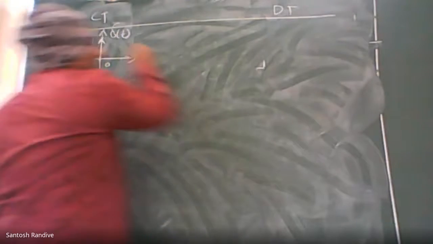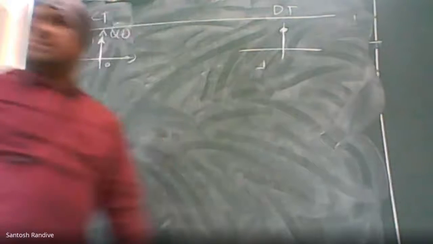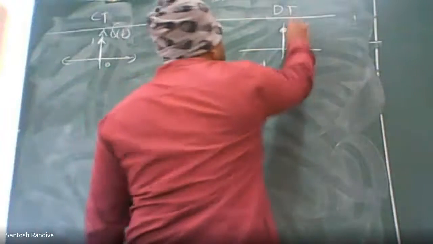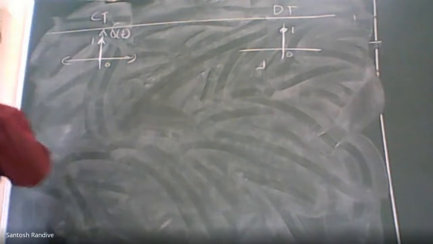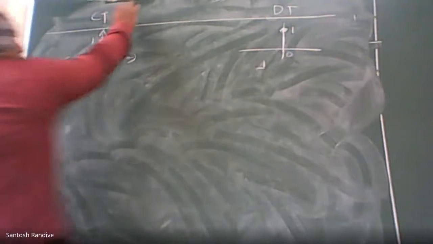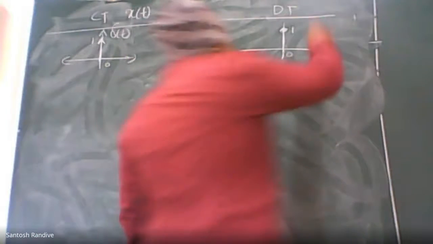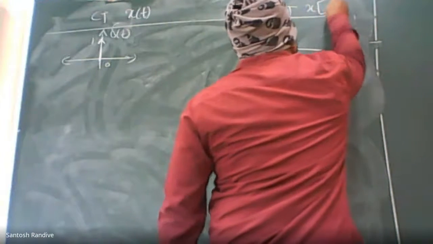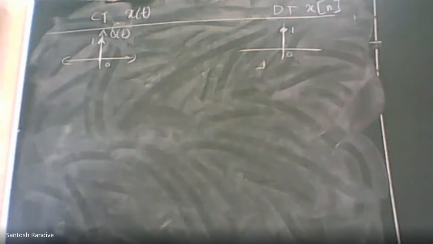How do we represent delta? It is represented just by this at 0, with amplitude 1, which is called delta n. Your signal here is x of t since it is continuous, and here what will we call the signal? x of square bracket n, where t means continuous and n means discrete. This is what delta is.